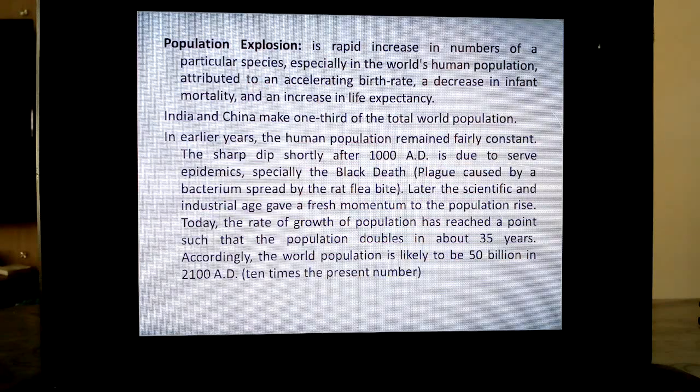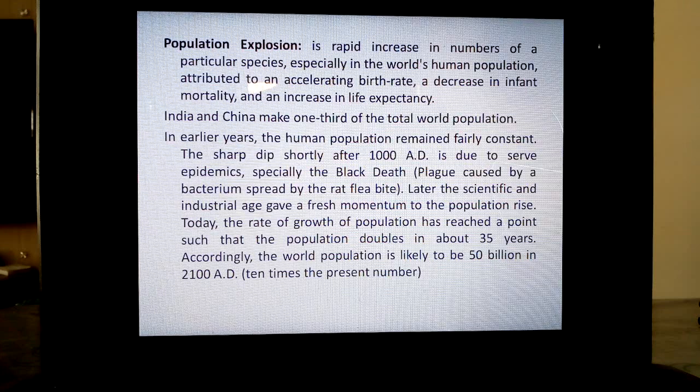In earlier years, the human population remained fairly constant. The sharp dip shortly after 1000 AD is due to severe epidemics, especially the Black Death, plague caused by the bacterium spread by rat flea bites. Later, the scientific and industrial age gave fresh momentum to the population rise. Today, the rate of growth of population has reached a point such that the population doubles in about 35 years.